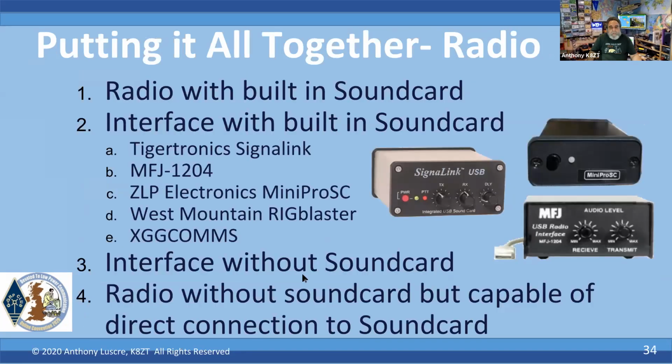Here's some of the interfaces you can use. If there's a built-in sound card interface in the radio, you don't need anything else, so you're done. That's the first option. The second option is interfacing with a built-in sound card. Interfaces with a built-in sound card such as the Signal Link, the MFJ, the Mini Pro SC from the UK. These are all in the $100 price range for interfaces. There's also some much more expensive interfaces that work.